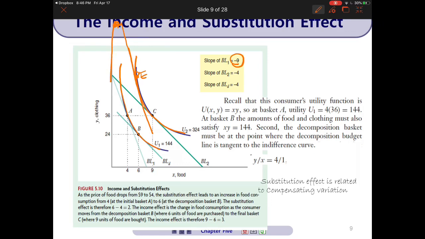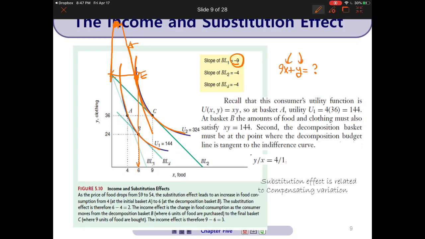The income level required to support this budget line. How can you do so? We know that the budget is 9x plus y. We don't know the income level. But once we draw point E, the basket E has a certain number of x and y. We plug that into this one, and then we can find out.